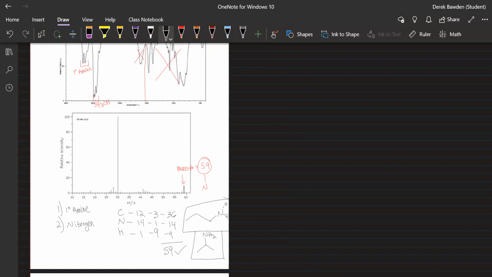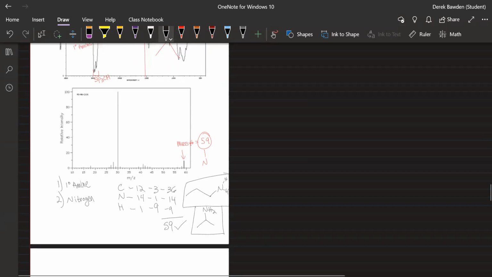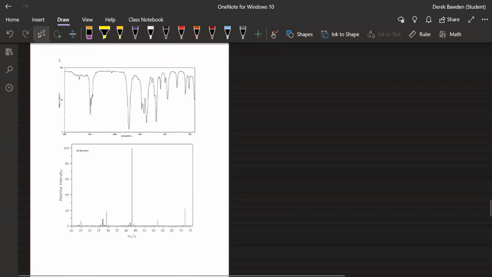Are we kind of seeing how to work through these now? A little more comfortable? Yeah. All right, we've got 4 examples, so let's get moving on the rest of these.